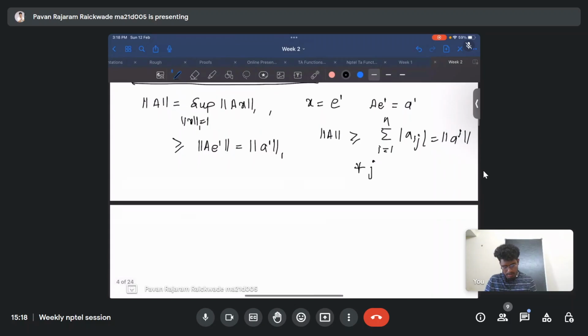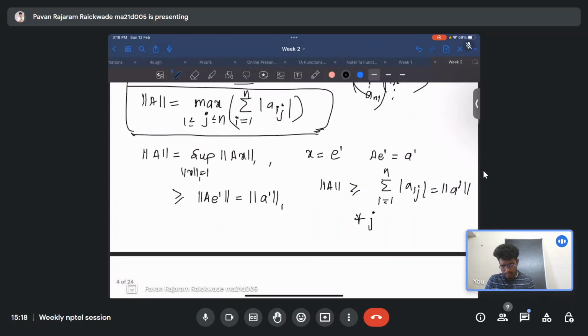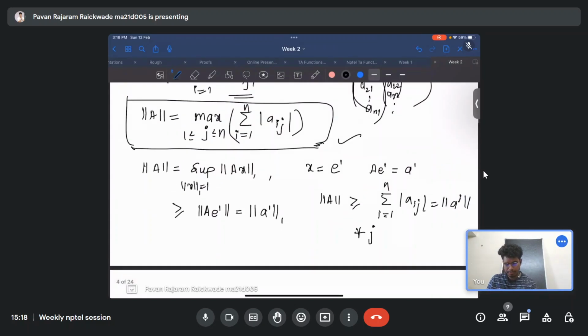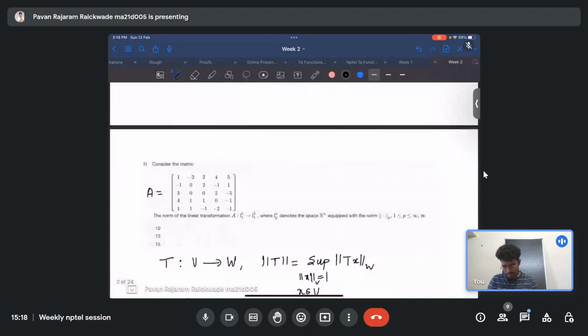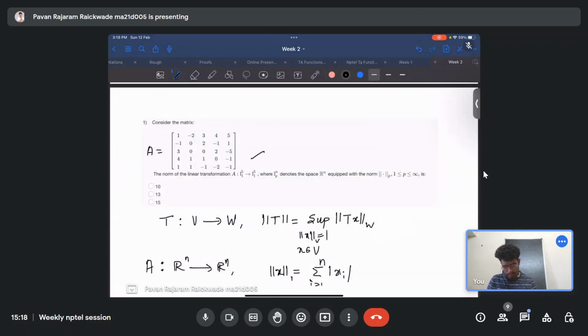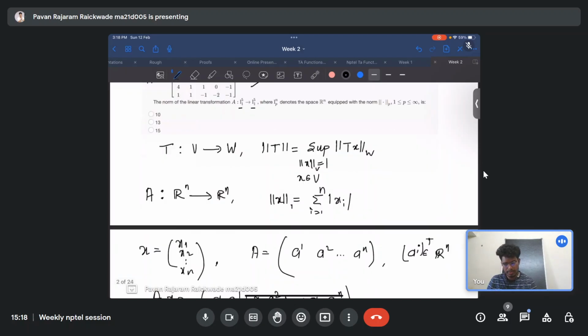Right now we have this quantity, that norm of A is the maximum of column sums. So now this is very easy. They have given the matrix, and we have to find its one norm. Just find the sum of each column and then take the maximum. Okay, so I'll leave this.